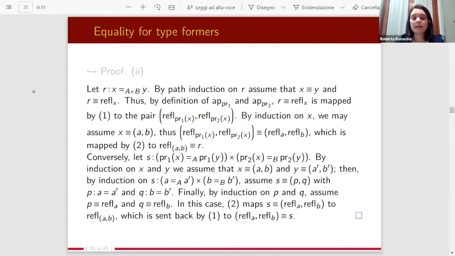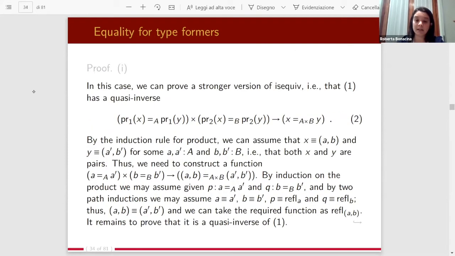But again, by induction on Q and P, we can assume that they are the two reflexivities on A and B. And so we have that the second equation maps S, which is the pair of the two refs A and B, to the reflexivity on the pair A B, which the first equation sends back to the pair of the two reflexivities on A and B, which is indeed S. So we proved that this map is a quasi-inverse, and so that our equation is an equivalence.